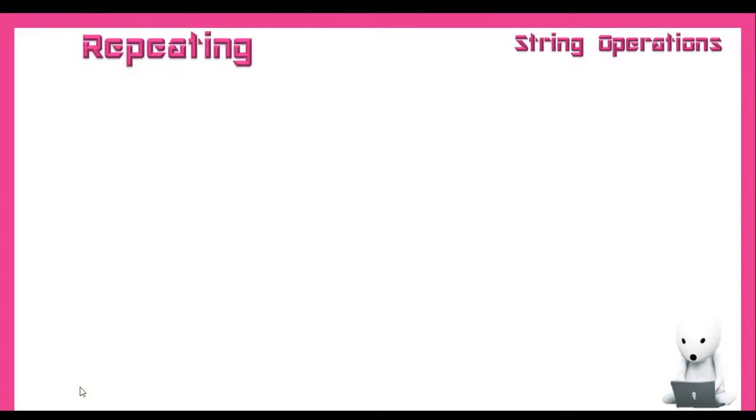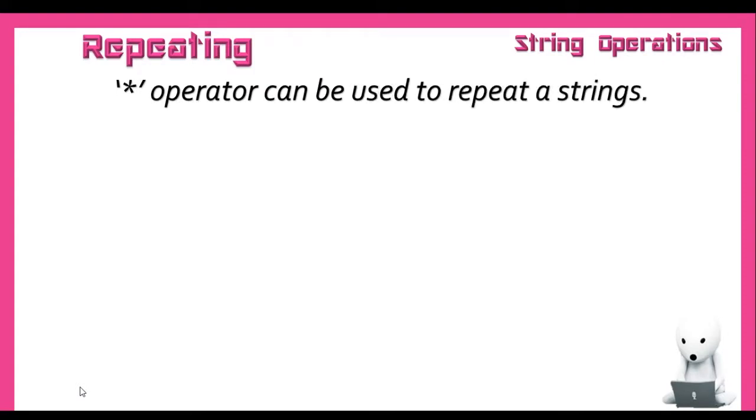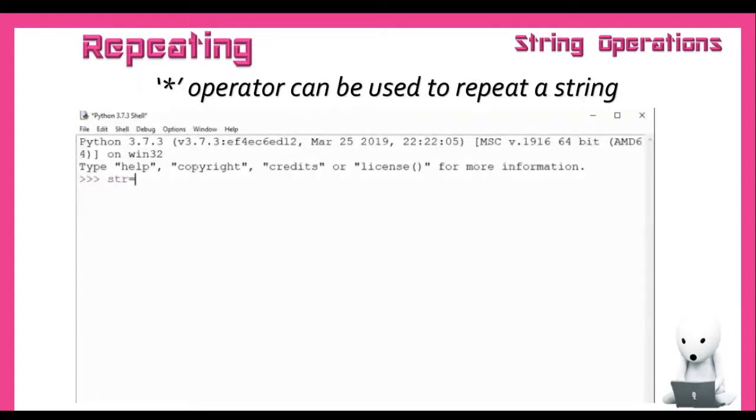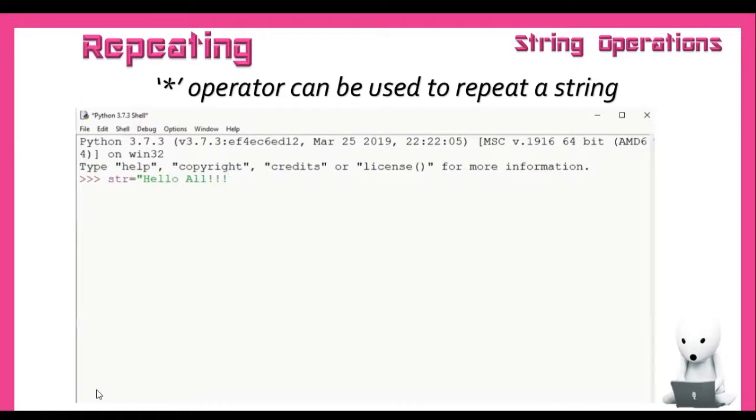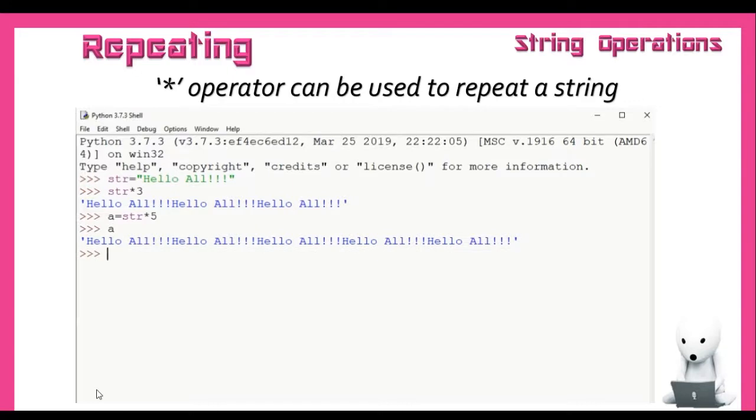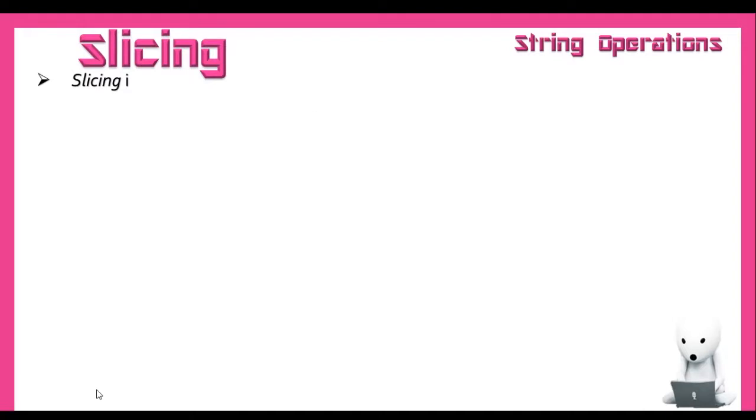We can also repeat strings by using the multiplication operator. So we can use the asterisk sign to repeat a string. Let's see its example. str is equal to 'hello all', and str * 3 will replicate the string 'hello all' three times. We can replicate the string and store it in a variable also. Say a is equal to str * 5 will store 'hello all' five times in a.